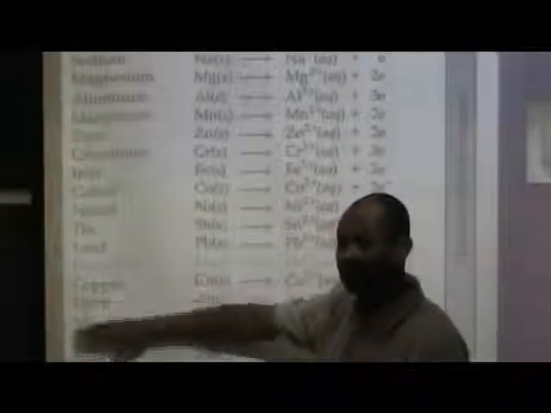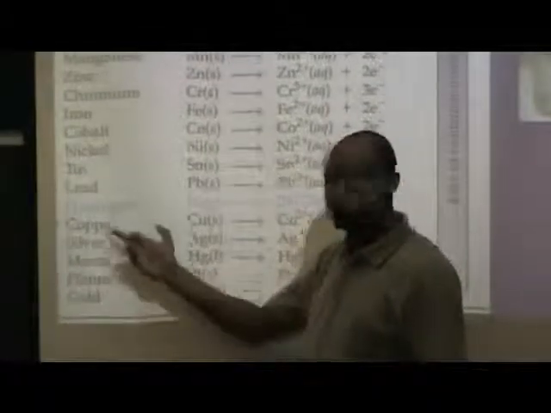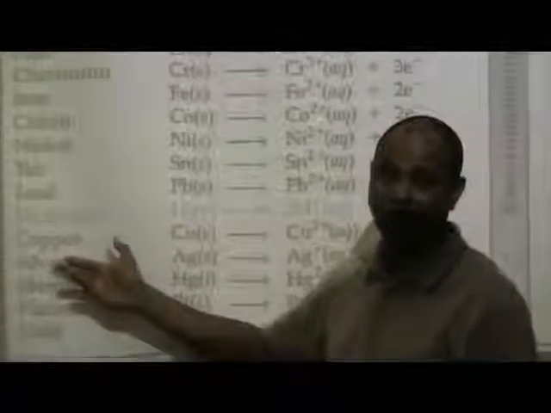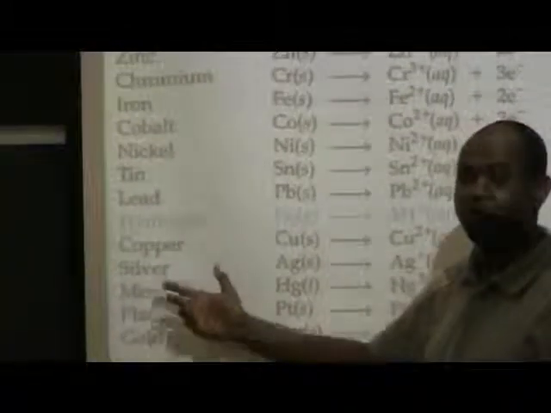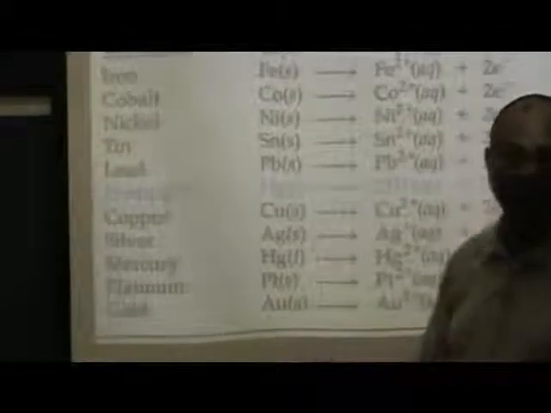If you look at the last 5 elements, what kind of metals are they? Transition metals, and on top of that, noble metals as well. Copper, silver, mercury, platinum, gold. These are expensive metals, right? Precious metals, we can say. What it means is that this is the way that the ease of oxidation increases.